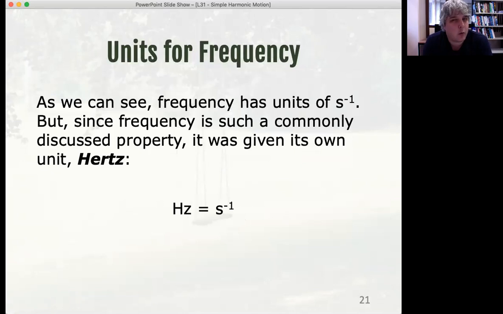Frequency, I honestly can't recall if I introduced this when we talked about circular motion. I may have, in which case this is a revision. Otherwise, this is new information. Frequency has units of per second, but because it is a very common term to have, it's given its own unit of hertz, which is Hz, capital H, and that is just equal to inverse seconds, seconds to the -1.